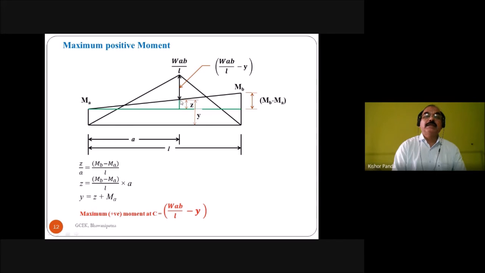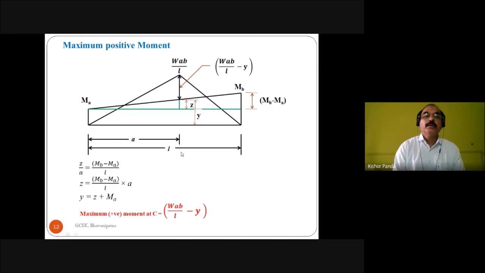Then after getting this Y, you can find out the maximum positive moment at C. This total ordinate is WAB by L. Then you have to deduct this portion, Y length. So WAB by L minus Y is the maximum positive moment at C.